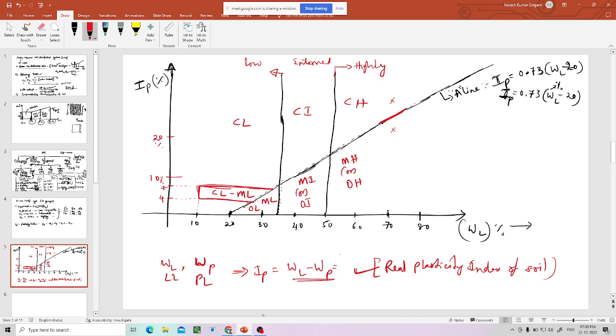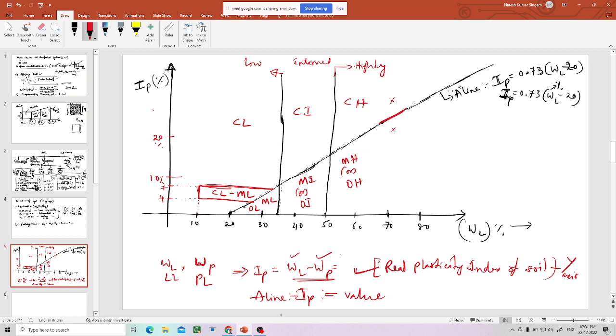But what is this A line IP? A line IP is something different. It is not the IP of the soil. IP of the soil will come from this, that is on the y-axis. But for A line IP, whatever WL you have, if you put it in this equation, you will get the A line IP. That A line IP value decides whether it is clay or silt.